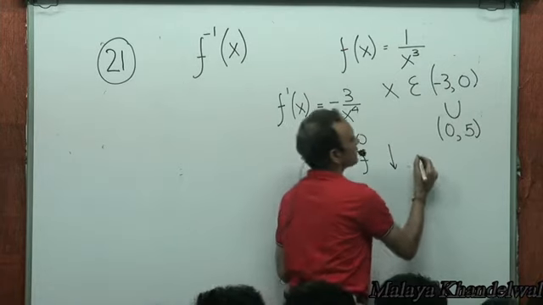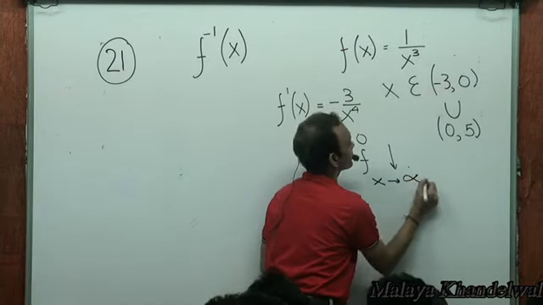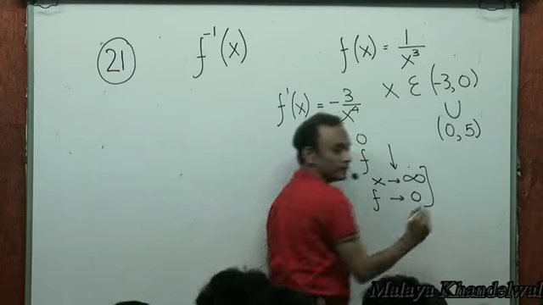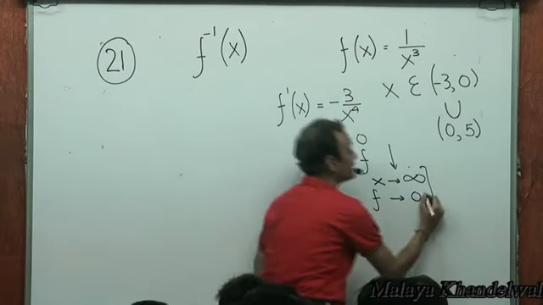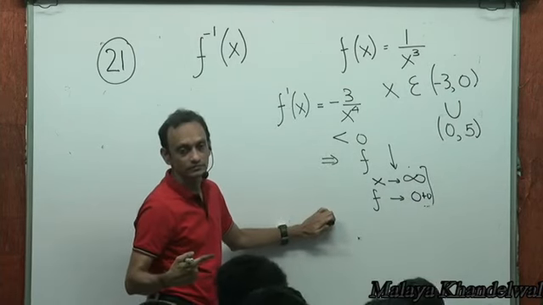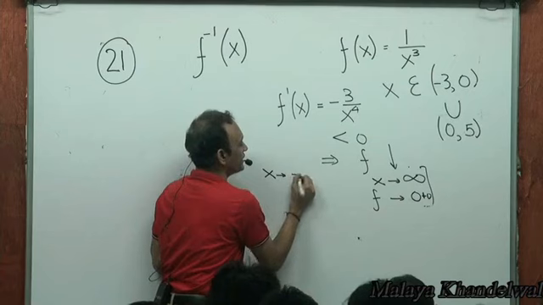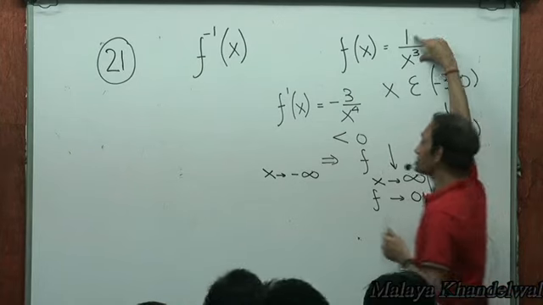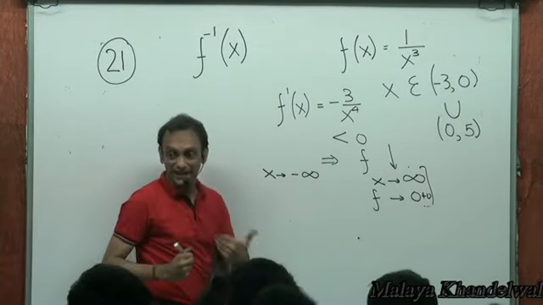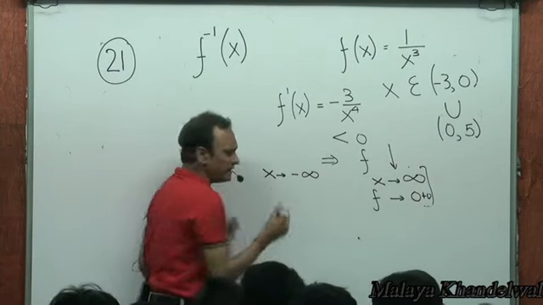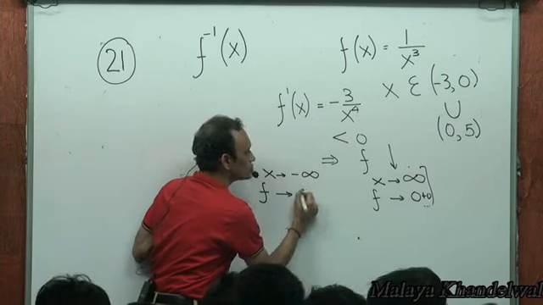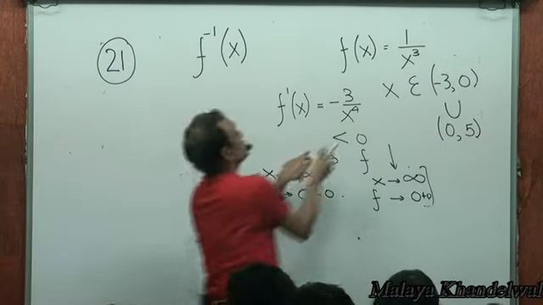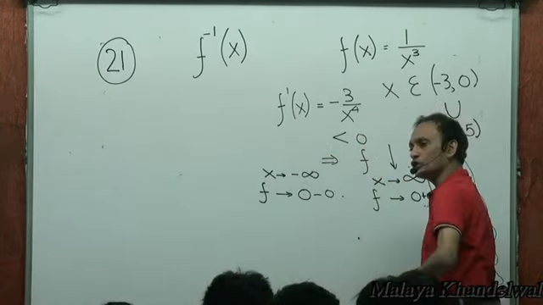Also, as x tends to plus infinity, f(x) tends to 0, right? And f is positive and tends to 0 from the greater than 0 side, isn't it? As x tends to minus infinity, f(x) tends to 0, yes or no? And from the less than 0 side, because x cube would be negative, right? So, f(x) would tend to 0 from the less than 0 side. And the function is decreasing throughout.